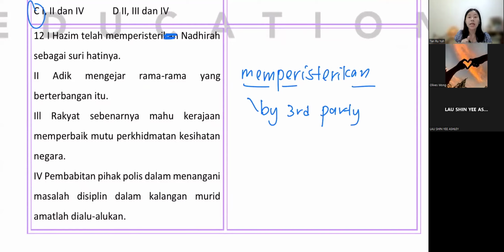Okay, I repeat again. Memperisterikan. There is tiga imbuhan. Memper-kan. So remember, this one is by a third party introduced for you. Maybe your daddy or your mommy want to introduce a guy for you, or a girlfriend for you. And ask you to marry this girl or this boy. So this is memperisterikan. That is by third party. It's not the third party for the relationship. No, it means introduced from the third party. Okay, don't confuse. But then if he himself married this girl, so should be dua imbuhan saja. Sebagai suri hati, which is sebagai isterinya lah.